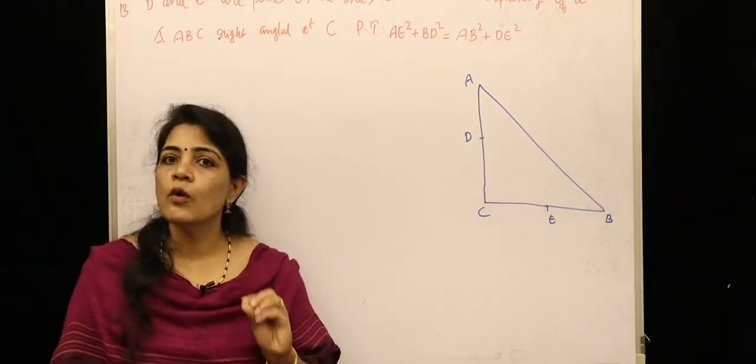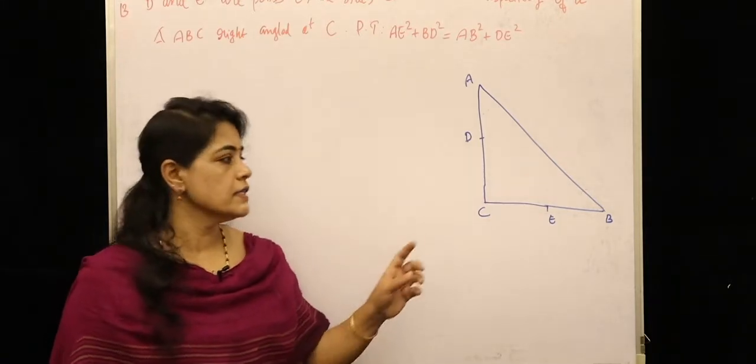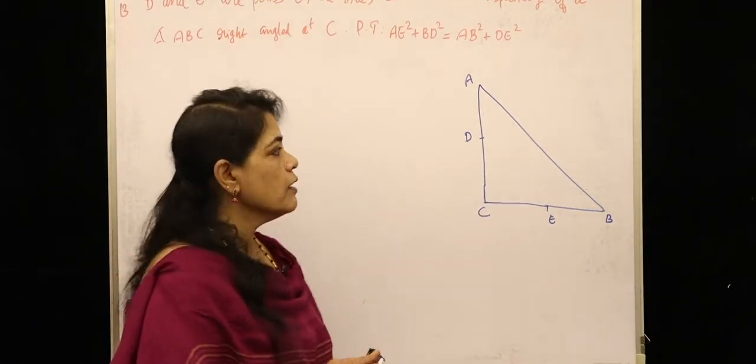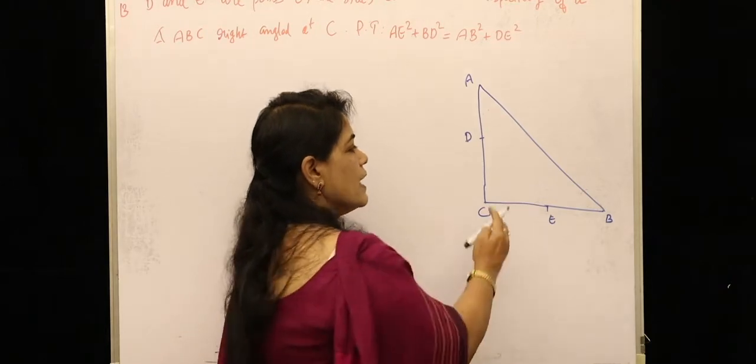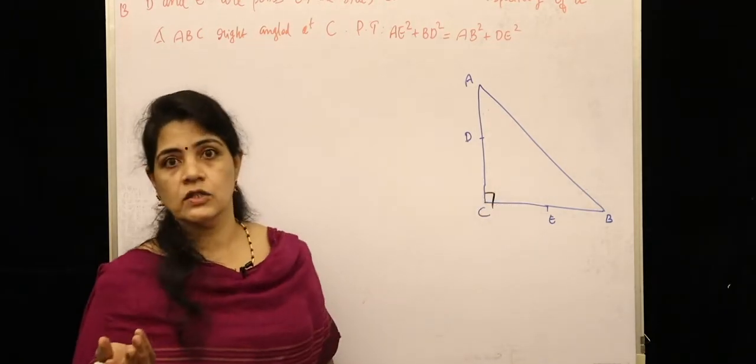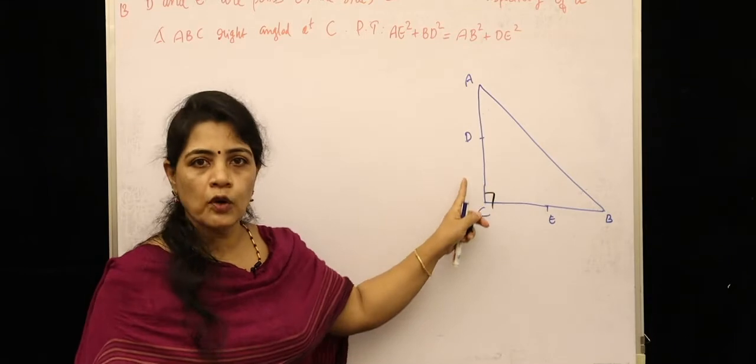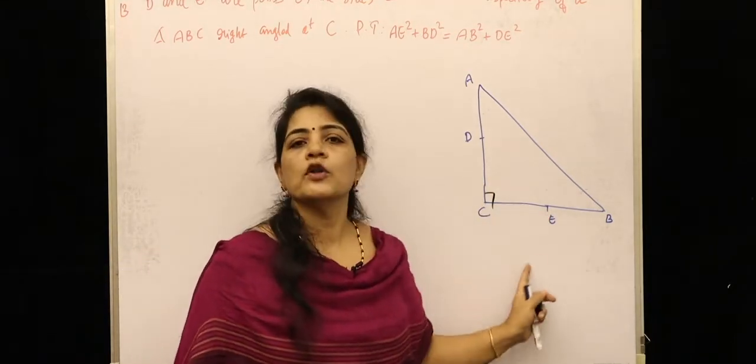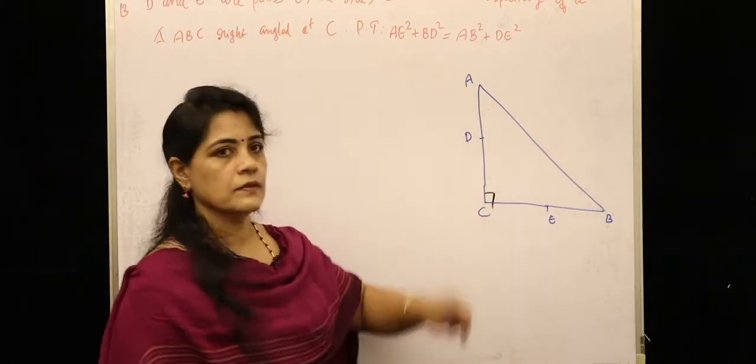Okay, we are given a right triangle ABC, right angle at C. That means you can mark angle C as 90 degrees. D is a point on AC and E is a point on BC, and we have to prove this.